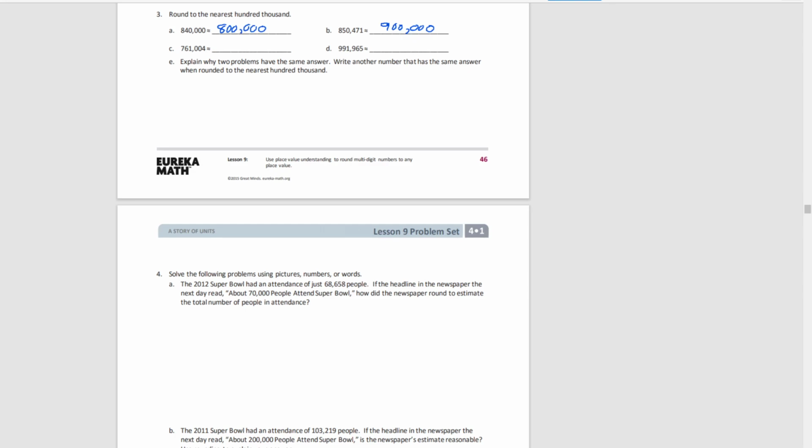Okay, so for this one, we can stay at 700,000 or round up to 800,000. The midpoint would be 750,000. This number is larger than the midpoint, so we're going to round up to 800,000. Okay, and finally, pause the video and try D.